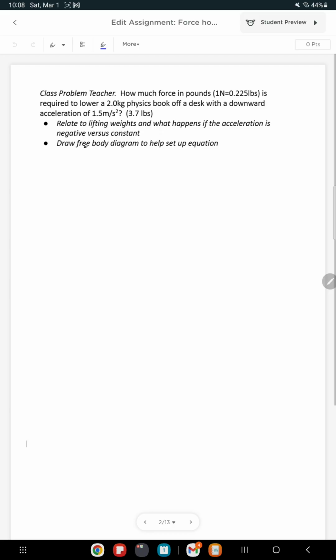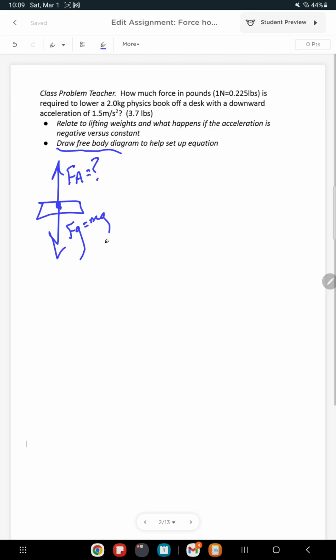So we're going to draw a free body diagram, again to help us set this up. We've got a book, and we're not dropping it. If we were just dropping it, you would have a gravitational force downward, and that would be it. But we are applying a force upward to keep it from falling. How much force is required to lower it? That is what we were looking for.